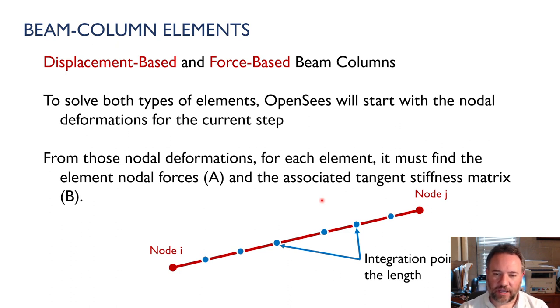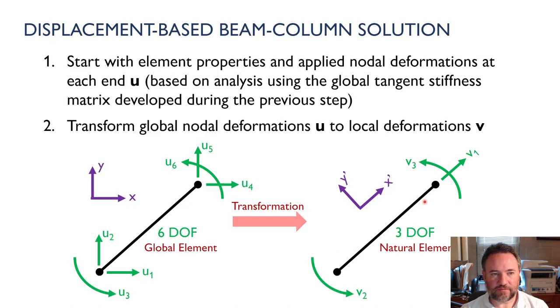Okay, so I have my element. It has defined integration points all along the length. And OpenSees gives the element the deformations and says, give me back the force and the stiffness. So let's look at how this is done for a displacement-based beam column element. Okay, so this is all the steps that OpenSees goes through to solve that problem of, given the displacements, the deformations at the nodes, what are the forces?